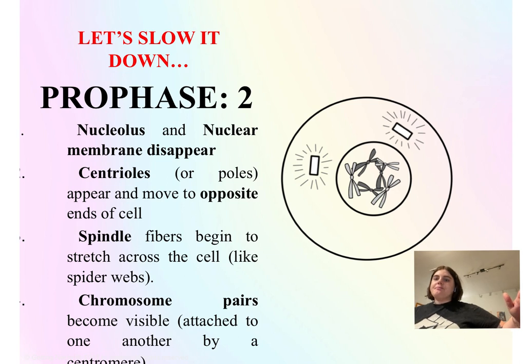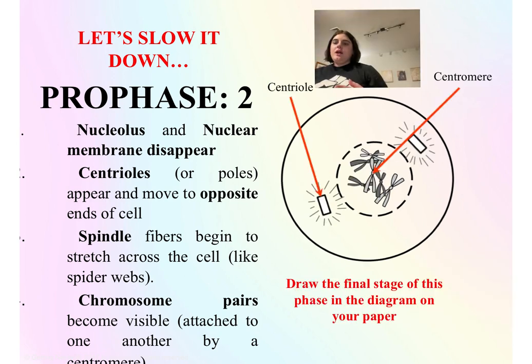Spindle fibers begin to stretch across the cell. There's a little sparks here. Those are spindle fibers. They kind of look like spider webs. And chromosome pairs, as you can see, the chromosomes have separated into their X's, and they become attached to one another at the centromere. Make sure in your drawing under number 2, you label your centriole and your centromere.